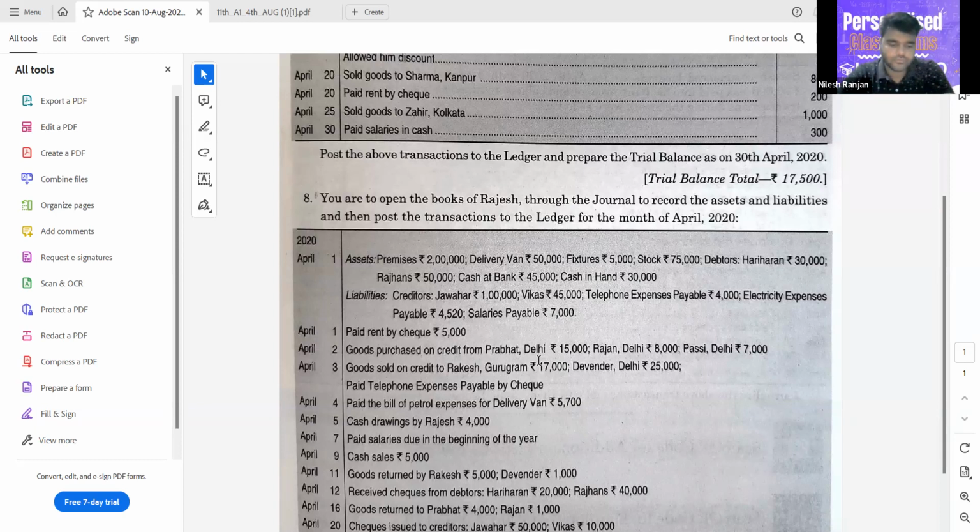So what is premises? Actually, it is building. Premises means the place where we operate our business. Okay, sir.